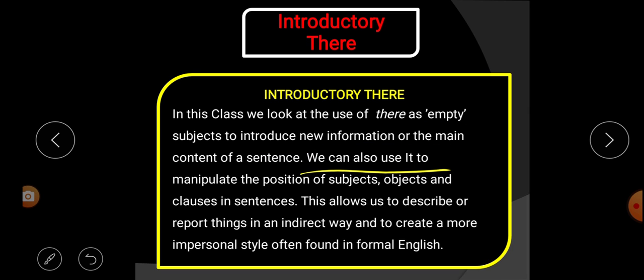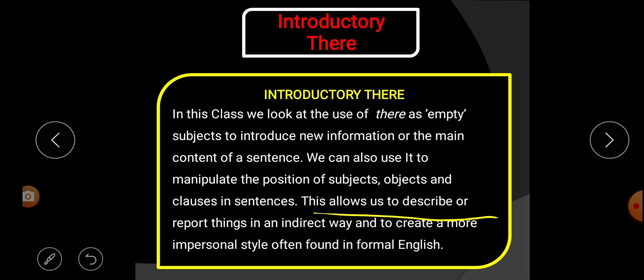We can also use it to manipulate the position of subject, object and clause in the sentence. So we will also use there for manipulating the position of the subject, object and clauses in the sentence.